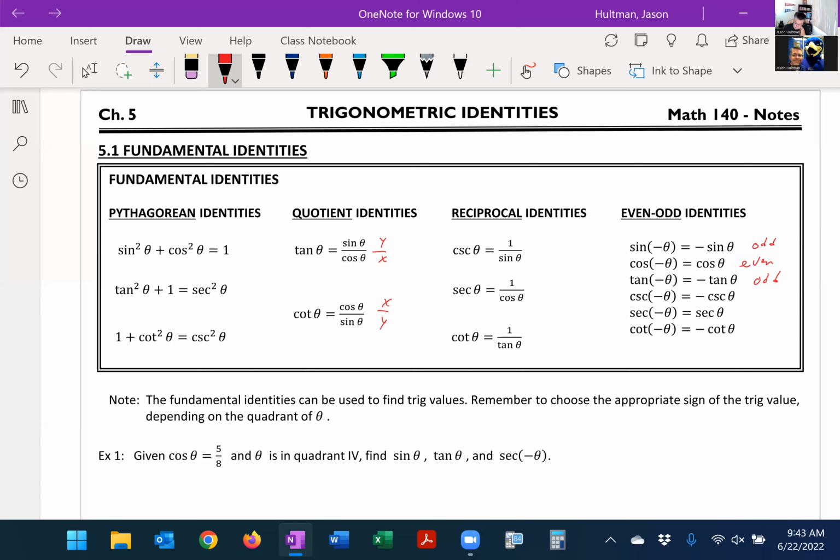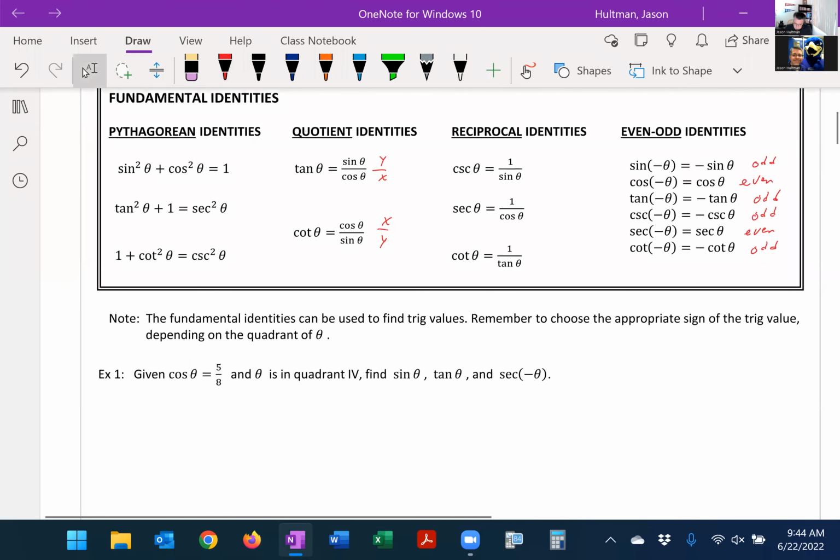Cosecant goes back to sine. Since sine is odd, cosecant is also odd. And secant behaves like cosine because it's 1 over cosine, so secant is going to be an even function. And cotangent behaves like tangent, so cotangent of negative theta is negative cotangent theta, so that's an odd function. So it looks like only cosine and secant are even functions.